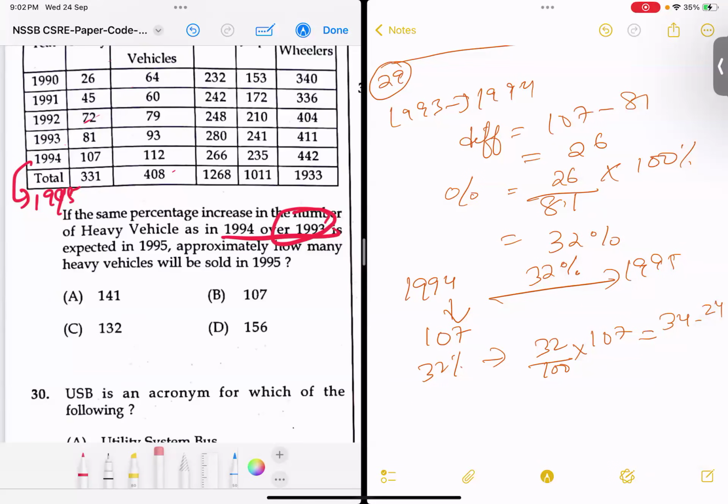34.24, okay? So for 1995, 107 plus 34.24 is equal to 141, okay? 141 point, or 141.24. So the closest number is 141, okay? So this is the correct option.